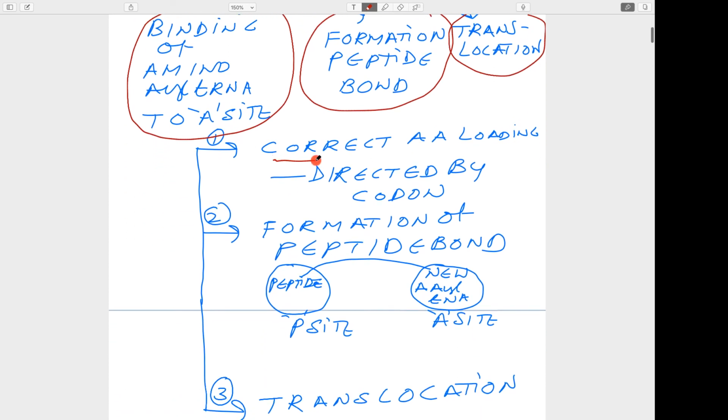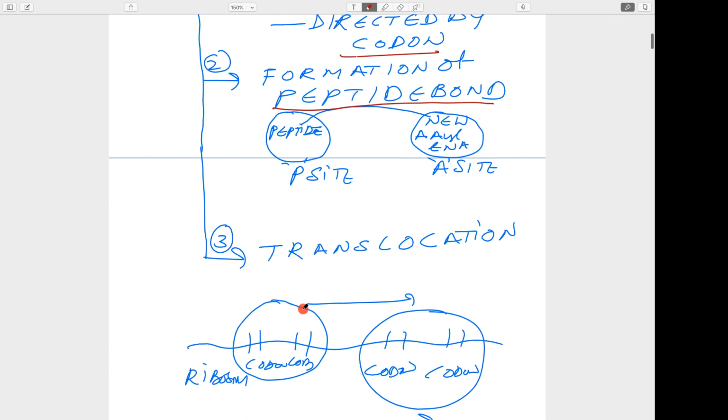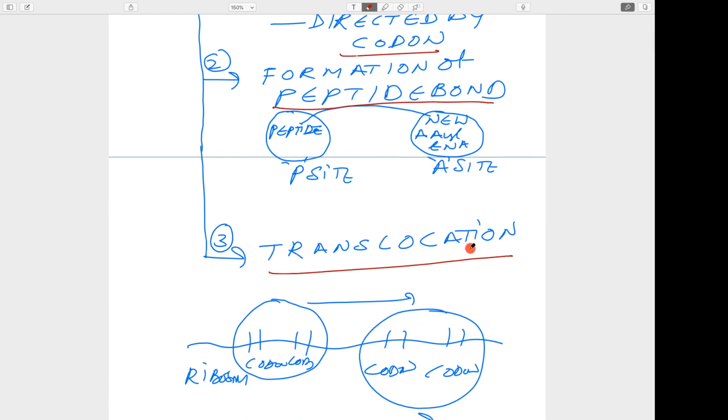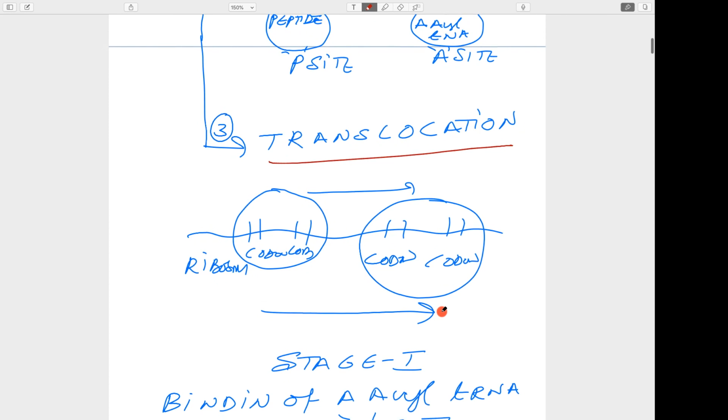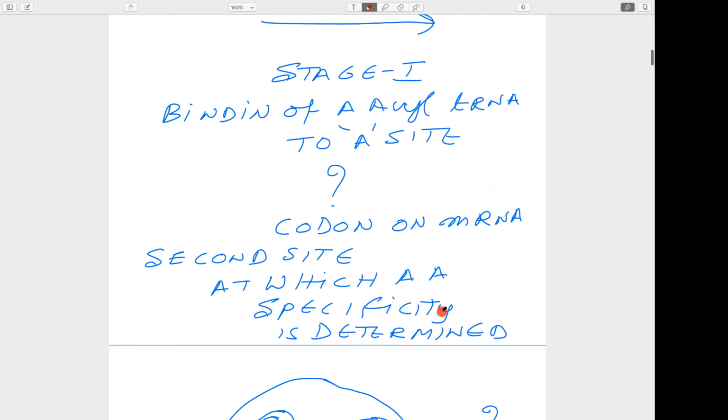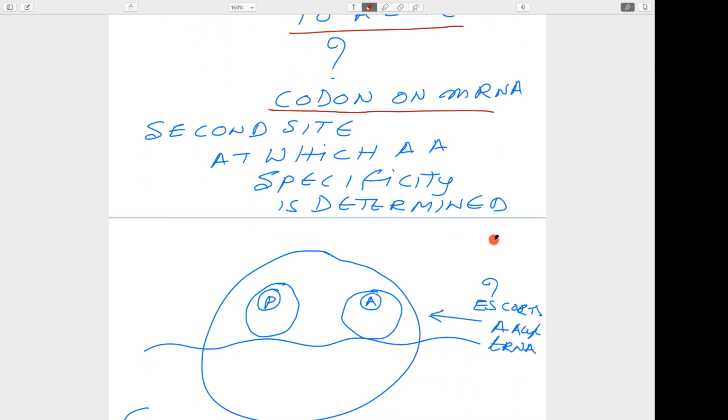The first one, correct amino acid loading directed by the codon. The next, formation of peptide bond, how it takes place, that we have explained. And then translocation, movement of the ribosome. Then we have studied in detail stage 1, the binding of amino acid transfer RNA to A site. It is directed by the codon on messenger RNA. This is the second place where specificity is determined, as only a particular amino acid should be attached, or else it is not a normal polypeptide.